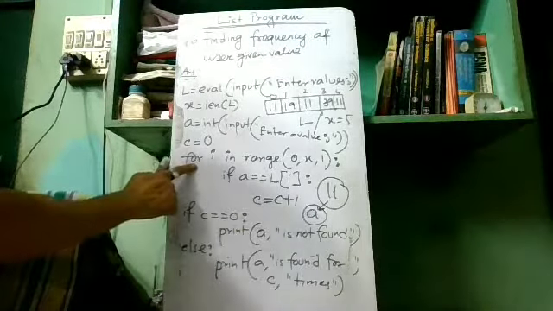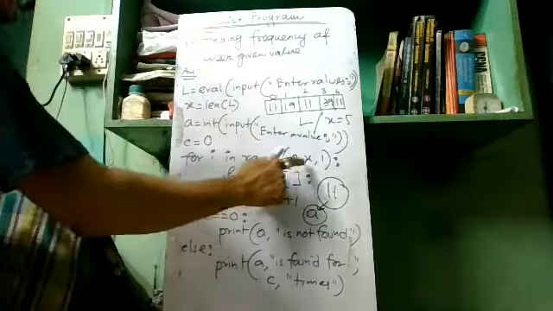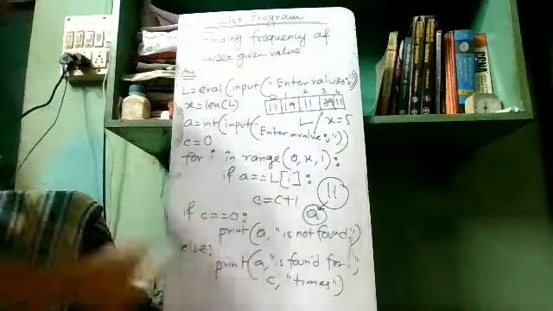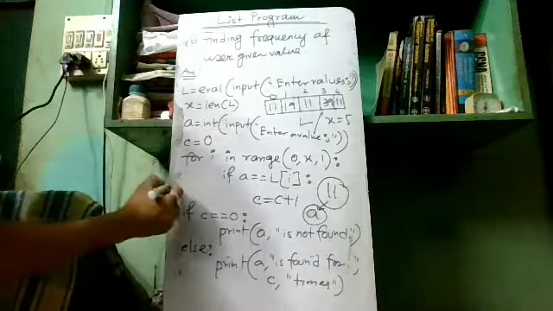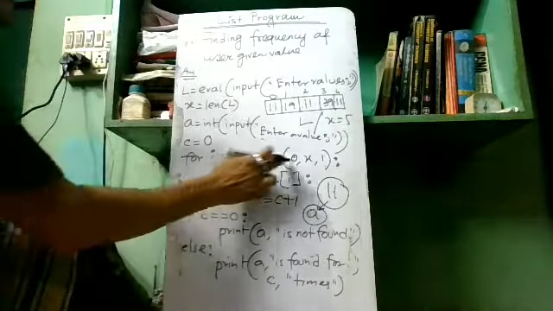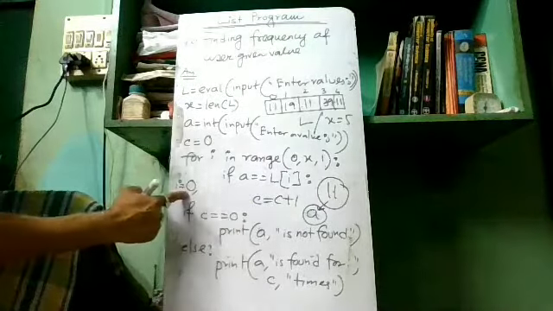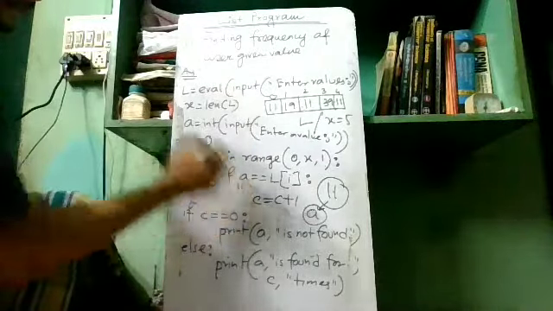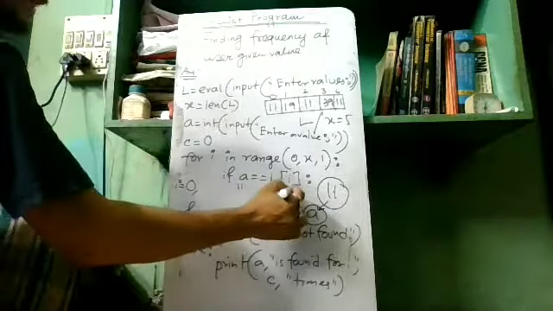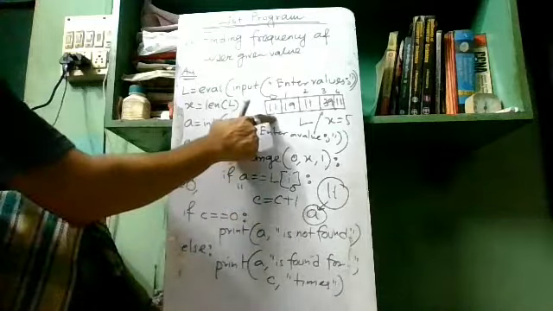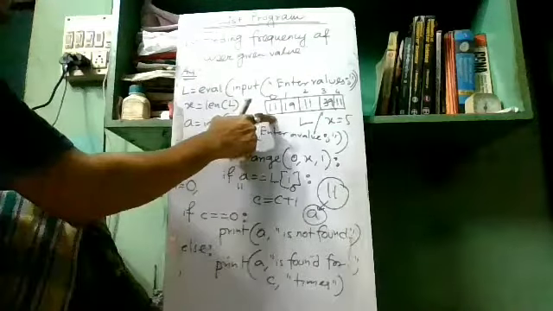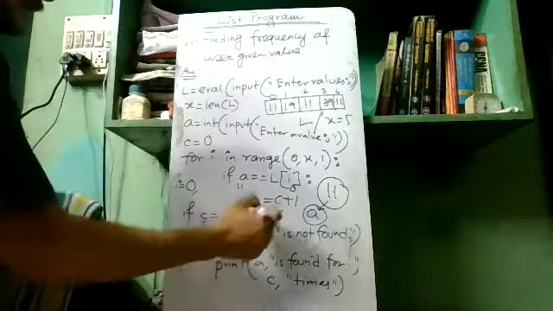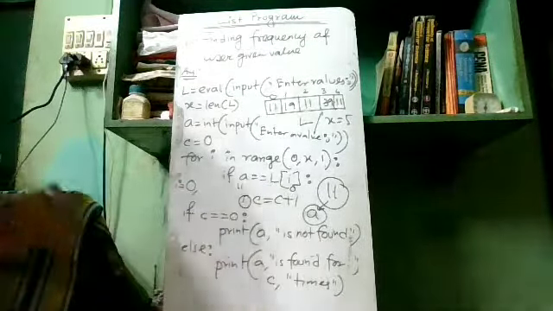We are starting a for loop for I in range 0, x, 1. If A equal to L[i], C equal to C plus 1. Now start. For I in range 0, that means I will start from 0. So if A means 11 equal to L[i]. Now I is 0, that means L0. What is in L0? 11. Then C equal to C plus 1. What is the value of C? Now C contains 1.